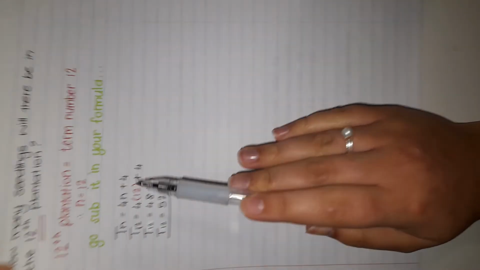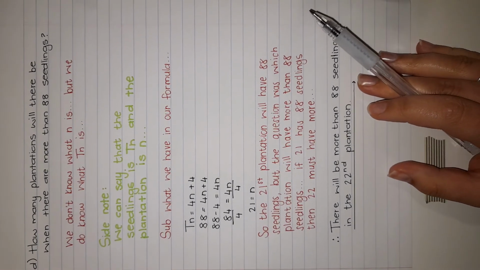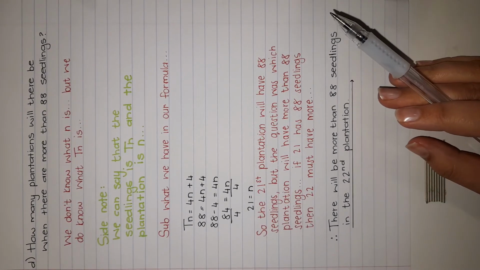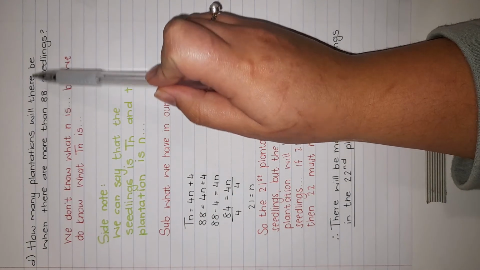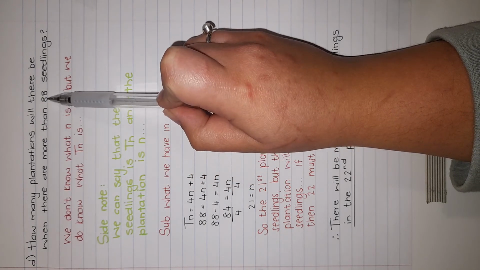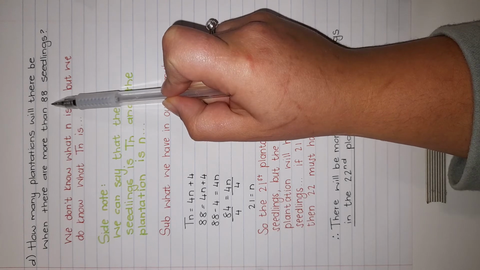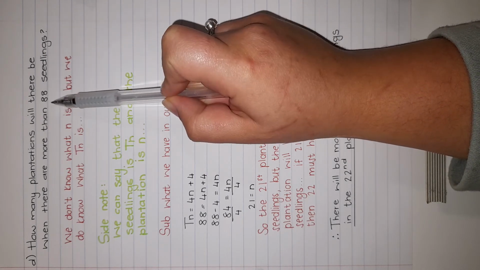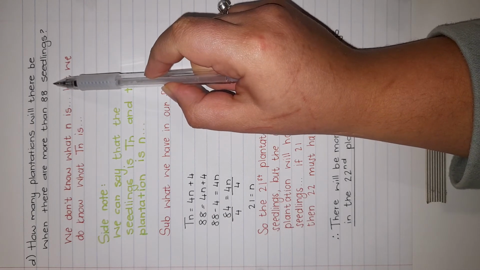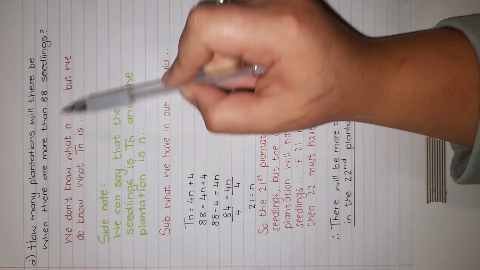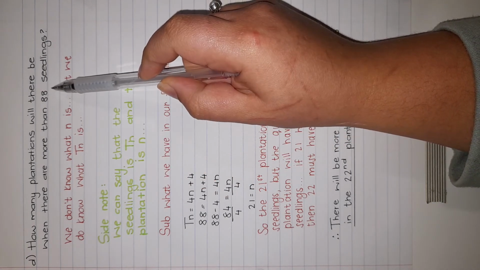Okay, then question D. This is the last one, but it's a good one. How many plantations will there be when there are more than 88 seedlings? So now the question is reversed. Now they're giving us 88 seedlings and they're asking us the plantations. So now they're giving us the value but asking us the position. We don't know what n is, but we do know what Tn is. So we know the value but not the position.